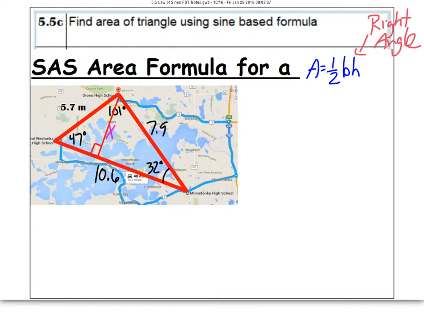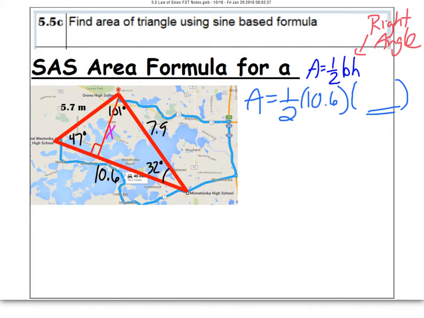And let me show you on our example. Right now we said this is an obtuse triangle. But if I drop down an altitude and it's straight down, I now have the height. So that's going to be the height. If that's the height, this is the base. So I can actually start this formula. Its area equals 1/2. The base is 10.6. I don't know the height, so I have to find it.